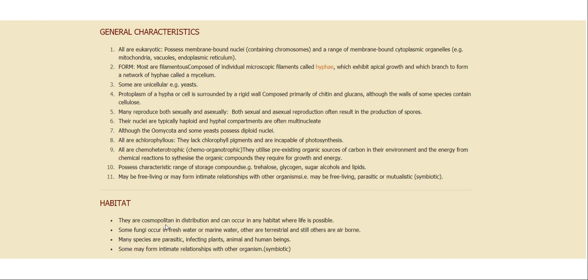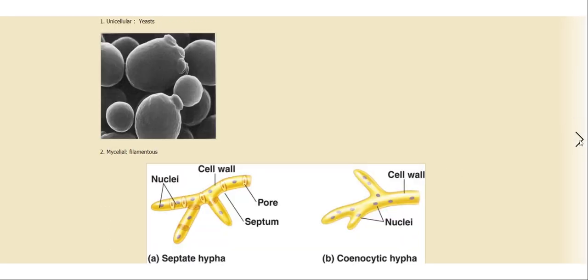Basically they are found everywhere. They have a cosmopolitan distribution. That means they can occur in any habitat wherever life is possible. Too hot or cold, all these things hardly matter. Some fungi occur in fresh water, some in marine water, some are terrestrial, and some are airborne. Many species are parasitic, infecting plants, animals and human beings, and some may form a relationship with other organisms. That is why it is called symbiotic.